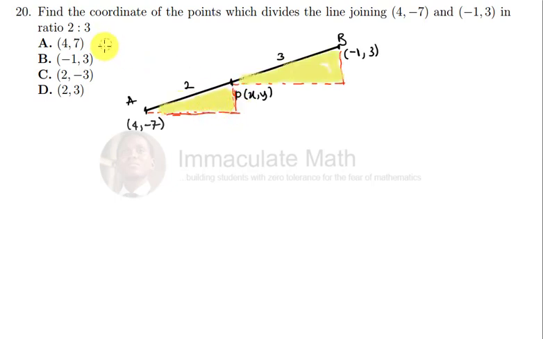So you can see the shaded triangle. Now let's try to see that this triangle here is similar to this triangle over here. So we have these two similar triangles.